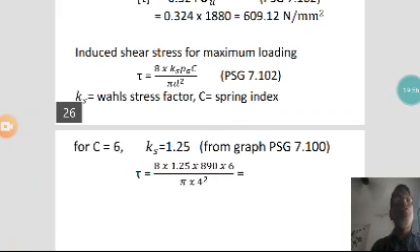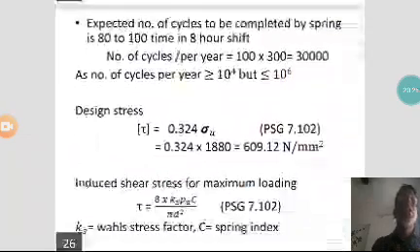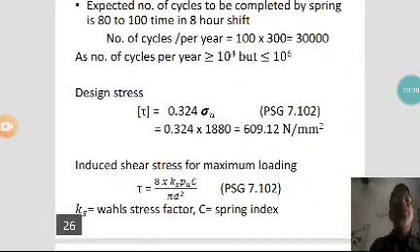Ks is the wall stress factor, and this wall stress factor you can find out according to the spring index. This is available on page number 7.100. One graph is given there. So for C equal to 6, the value of Ks is 1.25. You substitute that value in this formula and calculate tau. This value of tau should not be greater than 609.12. If it is less than this, you can say your design is safe. If it is greater than the design tau, then again you have to change your assumption and start the design.